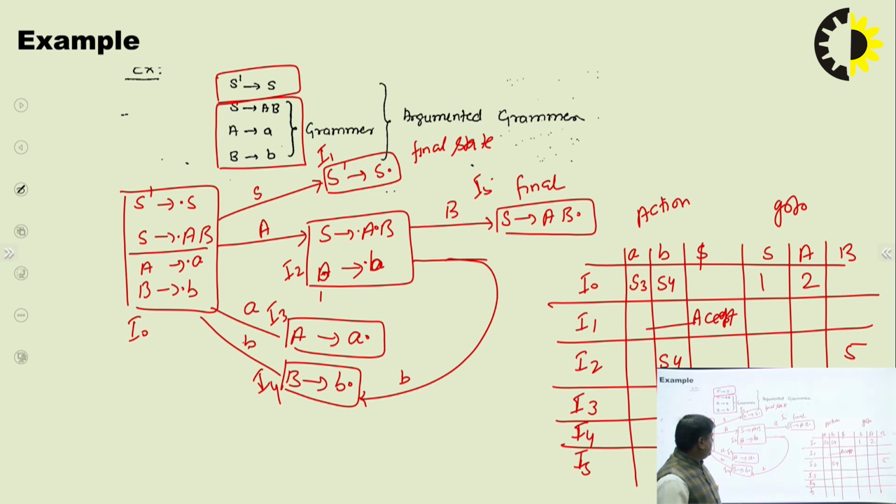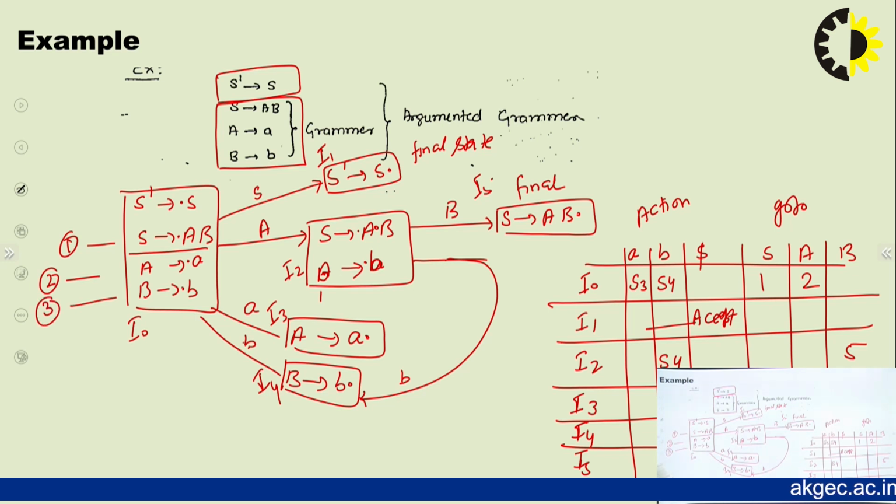I3 is your final state. All final states use the reduction rule, and all non-final states use the shift operation. Now this is production rule 1, this is production rule 2, this is production rule 3. It means on state number I3, which production rule is applied? Production rule 2. It means here R2 is filled.